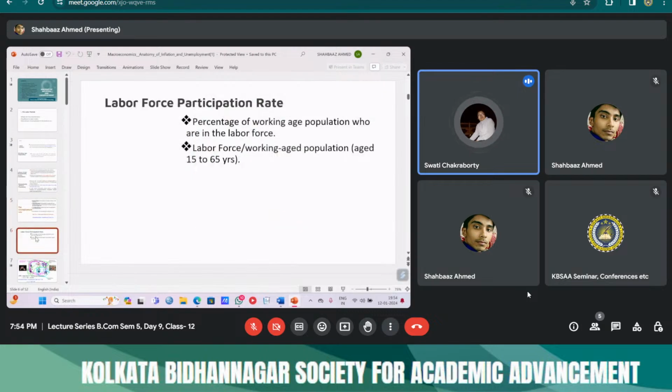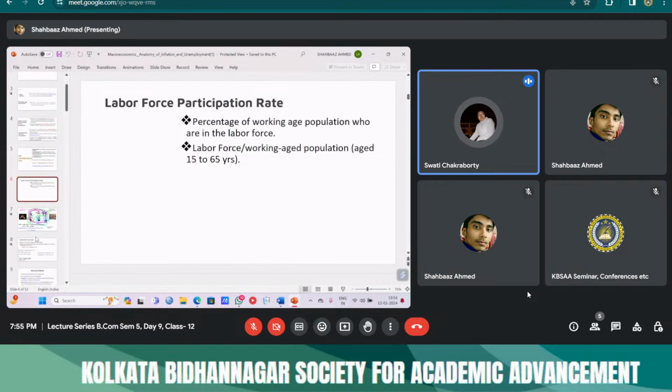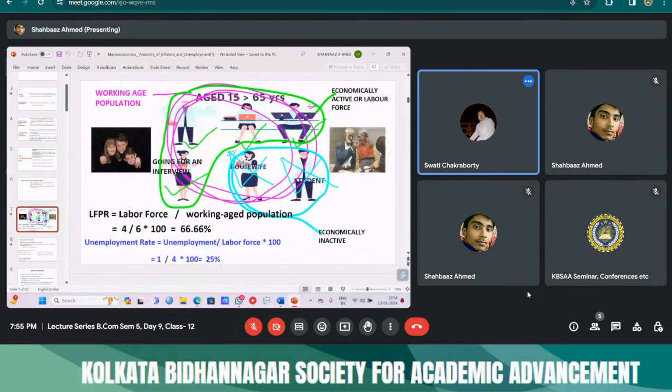So labor force participation rate, what is it? It's a percentage of the working age population who are in the labor force. That is, the formula is labor force divided by working age population, where working age is between 15 to 65 years. Okay. Can we go to the next slide, please?